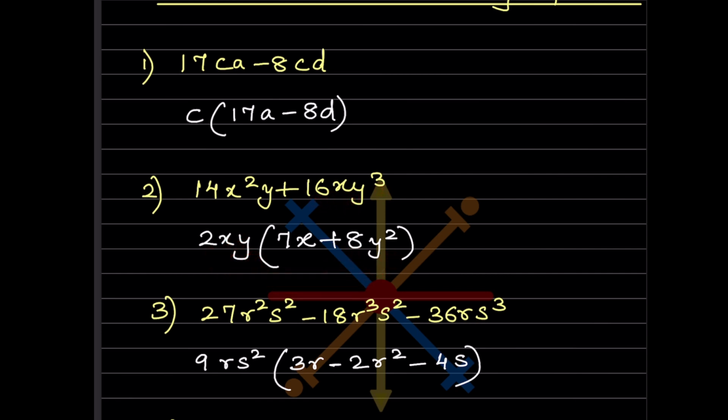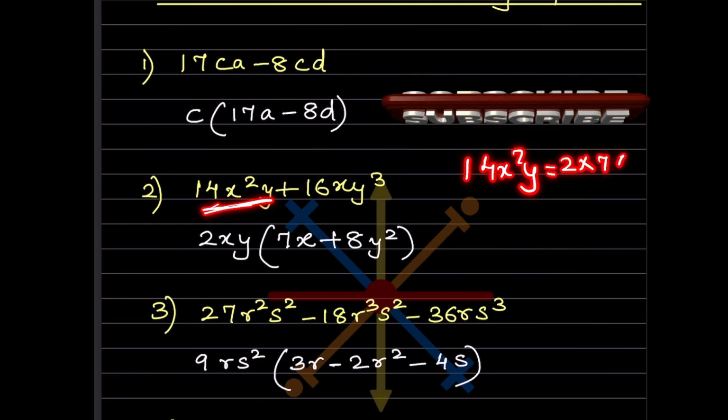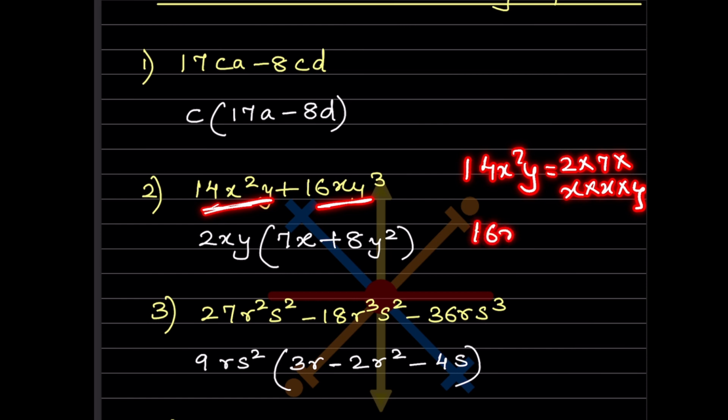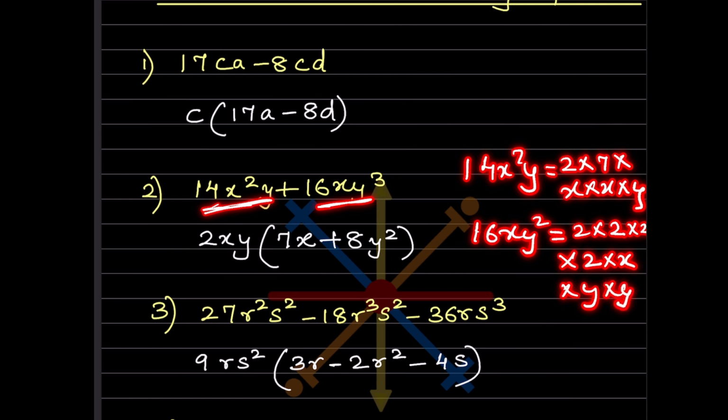One more thing, sometimes there is a confusion, many of them don't know how to take the common. So for this 14x square y, we can also take the factors of that, 2 into 7 into x into x into y. And for this 16xy cube, you can also write here 2 into 2, 2 twos are 4, 4 twos are 8, and 8 twos are 16, into x into y into y into y. So now we have to take the GCF. GCF means we have to take the common. So what will you do? Here is 2, here is 2, that is one group. Now what you can see here is x, here is x.